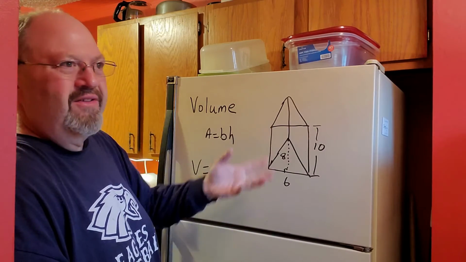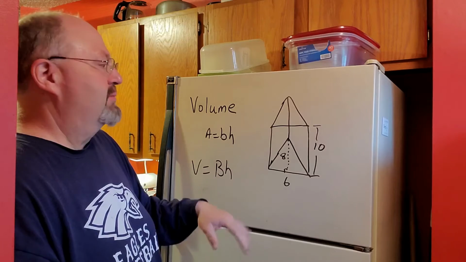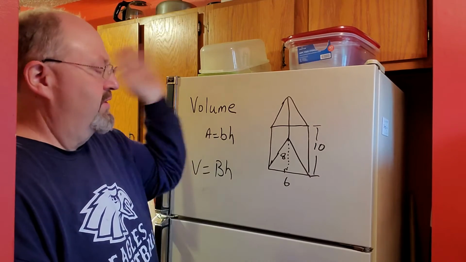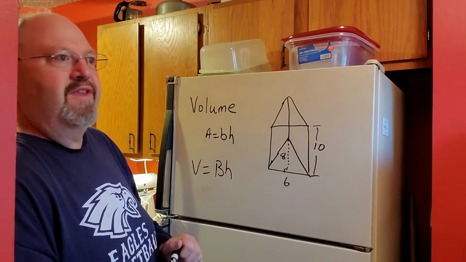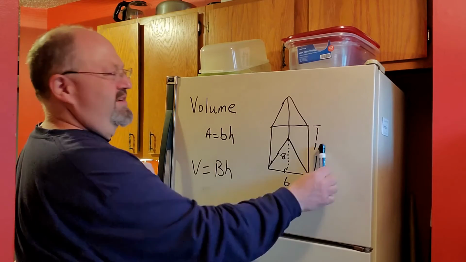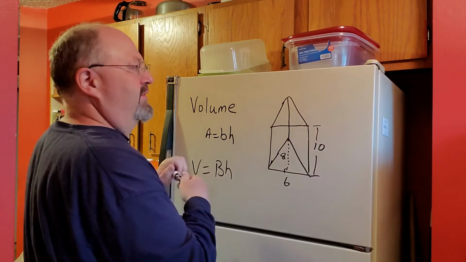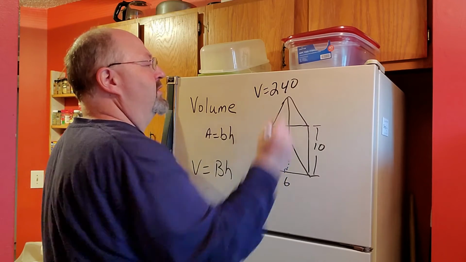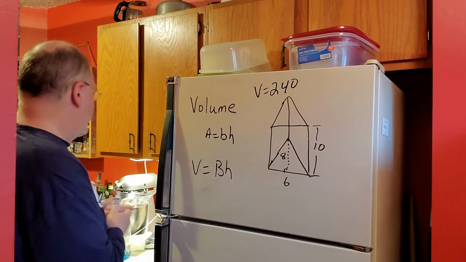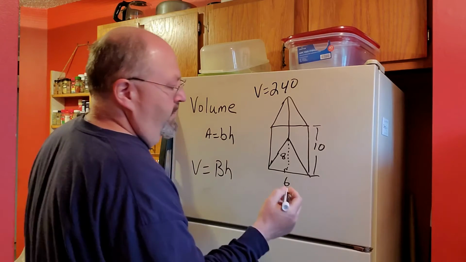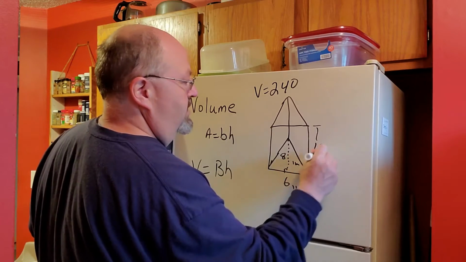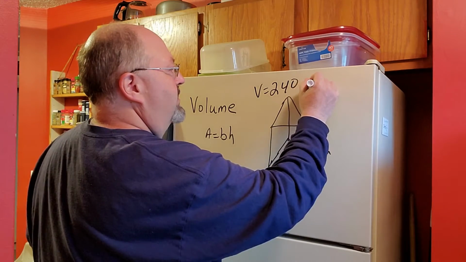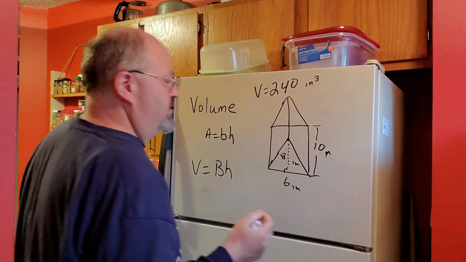Well, area of base is easy. It's a triangle, so base times height divided by 2. So whatever that is, 48. Divide that by 2, so 24. And then you just multiply it times the height. So the volume of this thing would be 240. Whatever, yeah, we'll call them inches. Then it would be cubic inches.